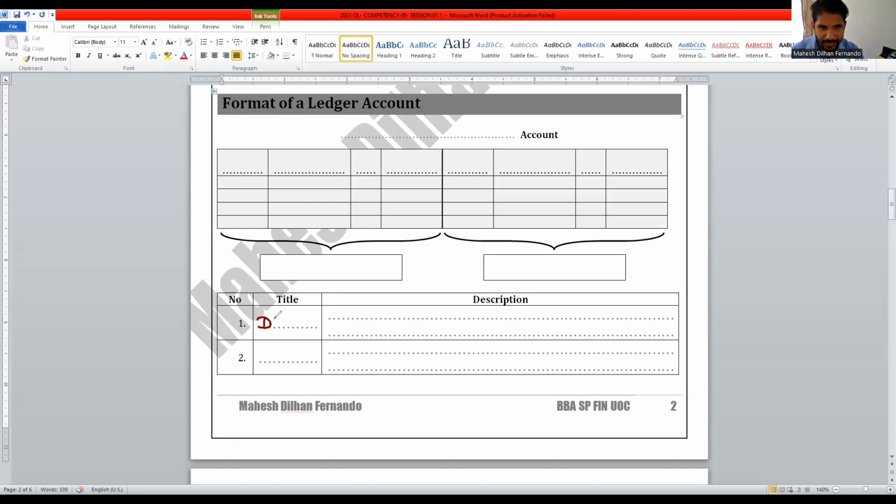First column is date. The date is when the transaction occurred in the business. Right? This is what we record in the date column. Date of the transaction. That's it.